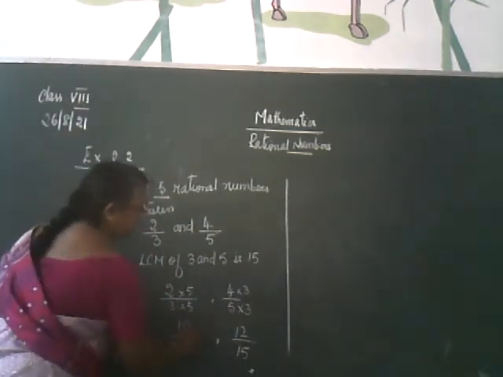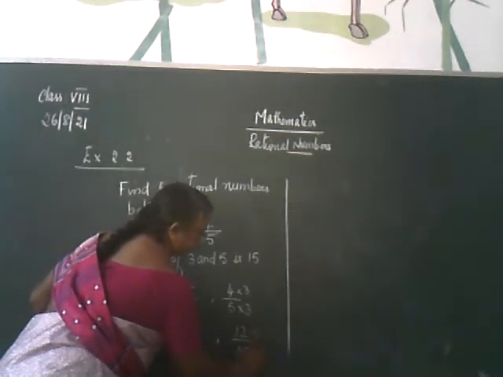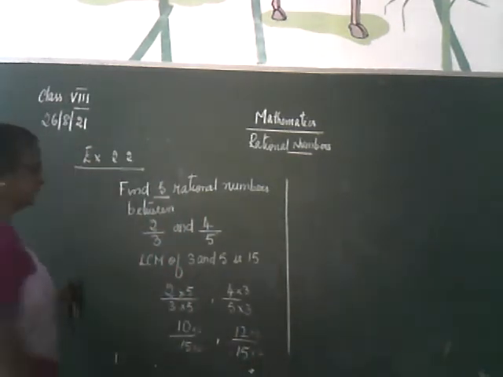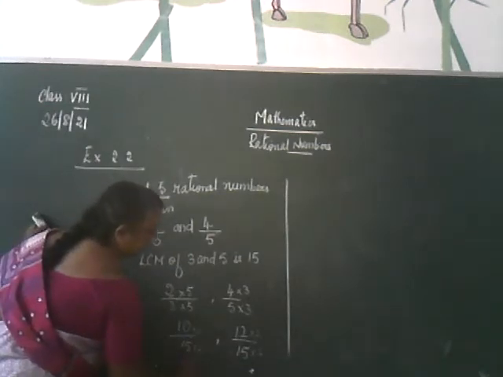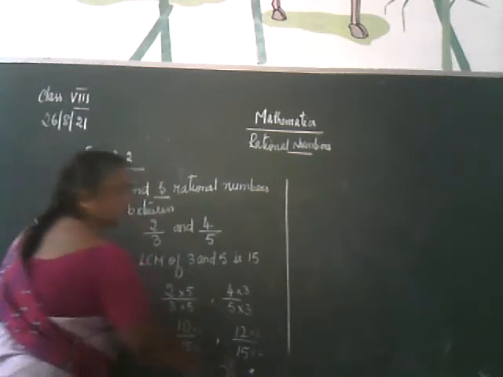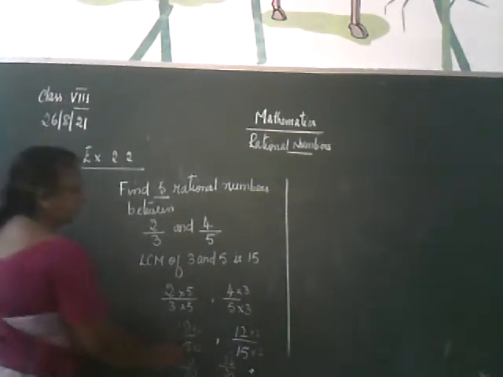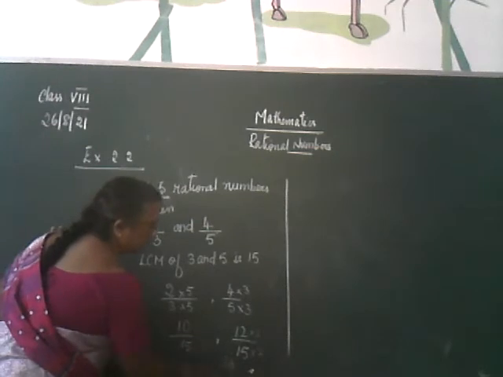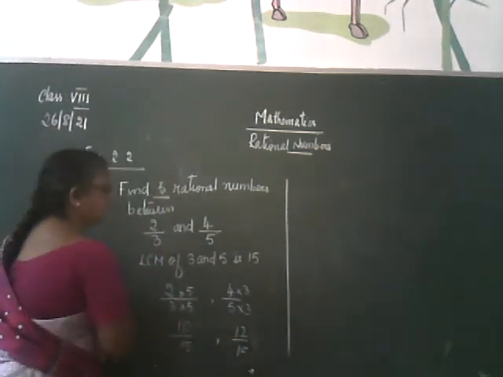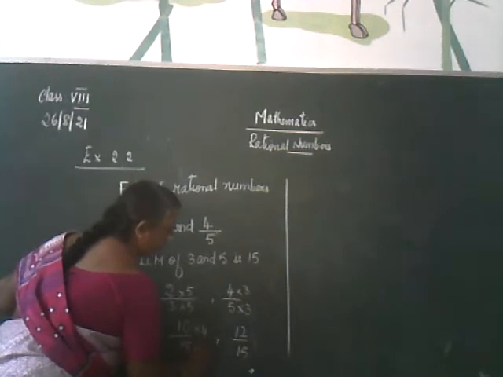See, if I multiply by 2, what will I get? 20 by 30. 12 2s are 24 by 30. In between, how much will I get? 21, 22, 23. Only 3 rational numbers I will get. So no need of multiplying by 2 now. Let me multiply by 4 instead and find out. Okay.